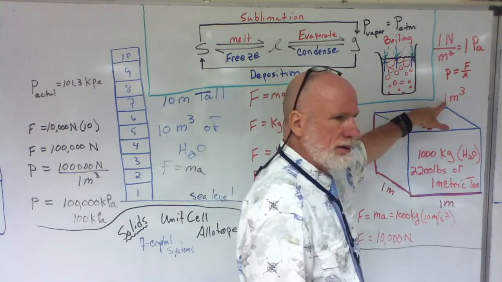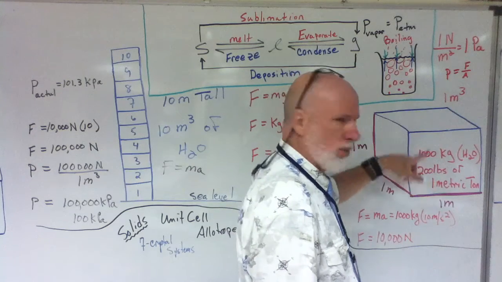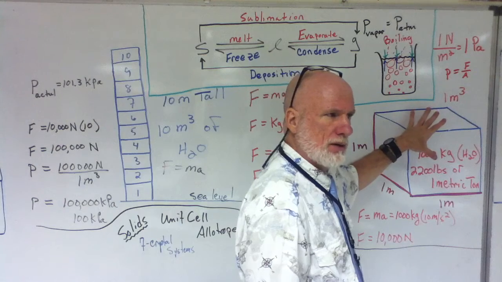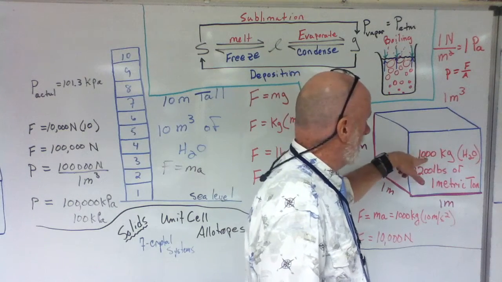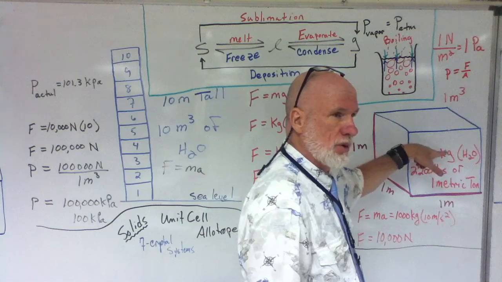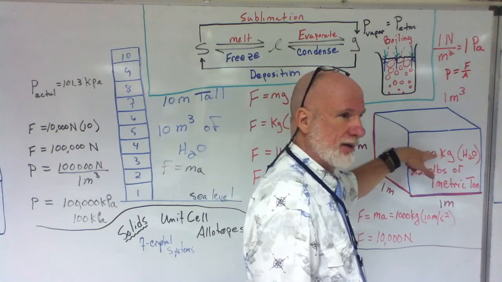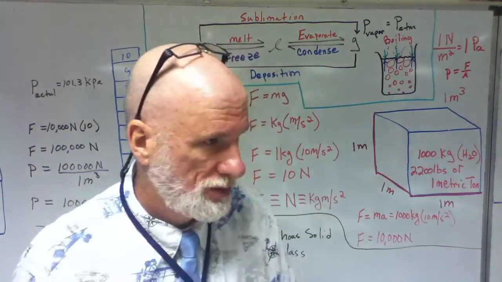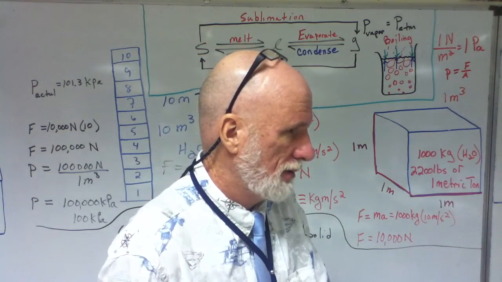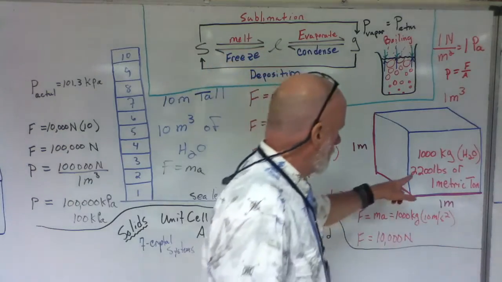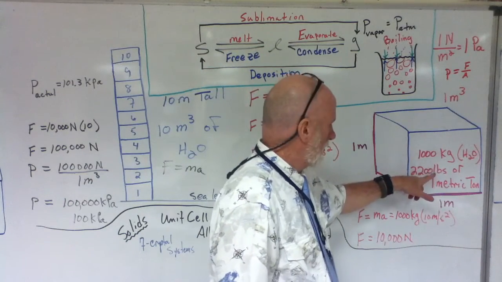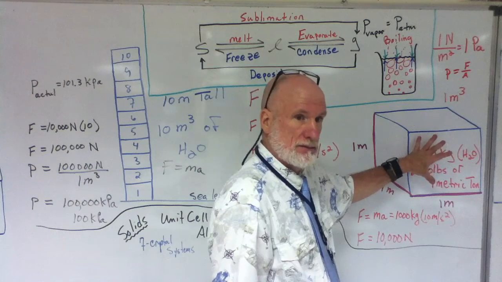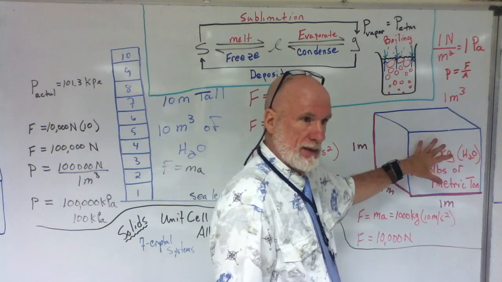So 1 cubic meter of water is 1,000 kilograms. Now, that's 2.2 pounds per kilogram, so that's 2,200 pounds or 1 metric ton. That's a lot of water, correct?